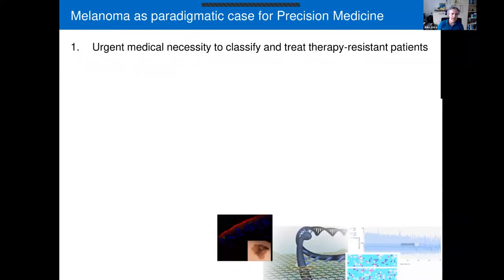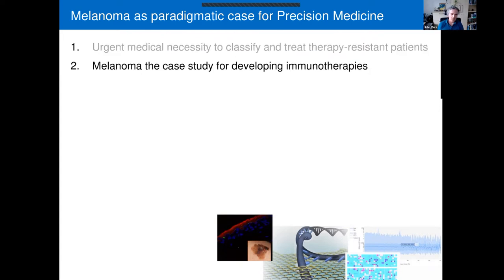And I and many people think that melanoma is a paradigmatic case, a very good case study for precision medicine, because, as we see, we still have an urgent medical necessity to treat and to make better diagnostics for melanoma patients, especially for those that are resistant to the checkpoint inhibitor therapy. Also because melanoma is the perfect case study for developing new generations of immunotherapy.